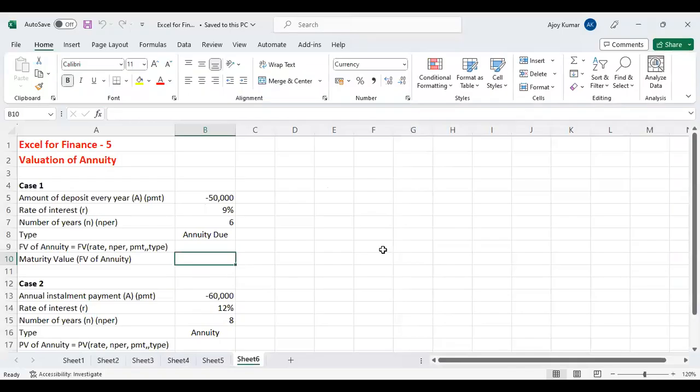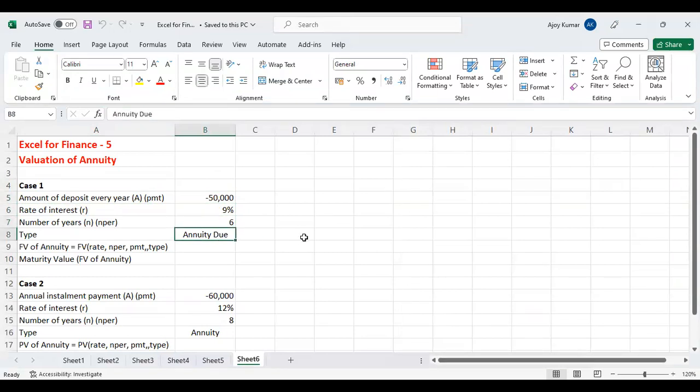Okay, so here is my Excel sheet. My first case is the case of investing 50,000 in a recurring deposit scheme for 6 years, and the scheme offers 9% interest. So my amount of deposit every year, A, which is called PMT by Excel, is minus 50,000. I'm putting minus because I'm investing, so it's an outflow for me. Rate of interest is 9%. Number of years, N or NPER, is 6.